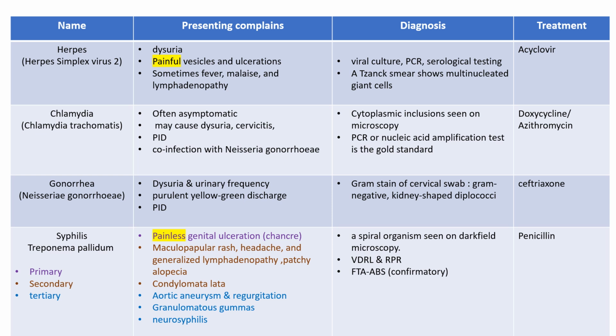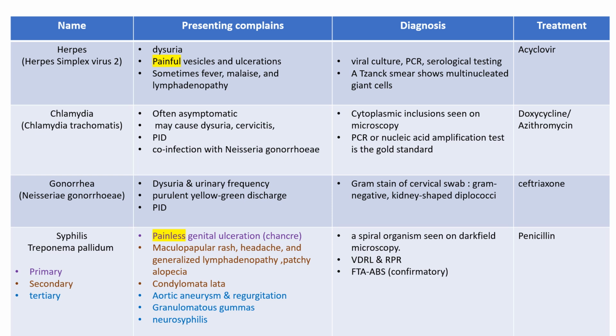And these patients can also present with non-specific symptoms such as fever, malaise, and lymphadenopathy. The diagnosis is made based on the viral culture, PCR, serological testing, and a Tzanck smear, which shows multinucleated giant cells. The treatment is acyclovir.